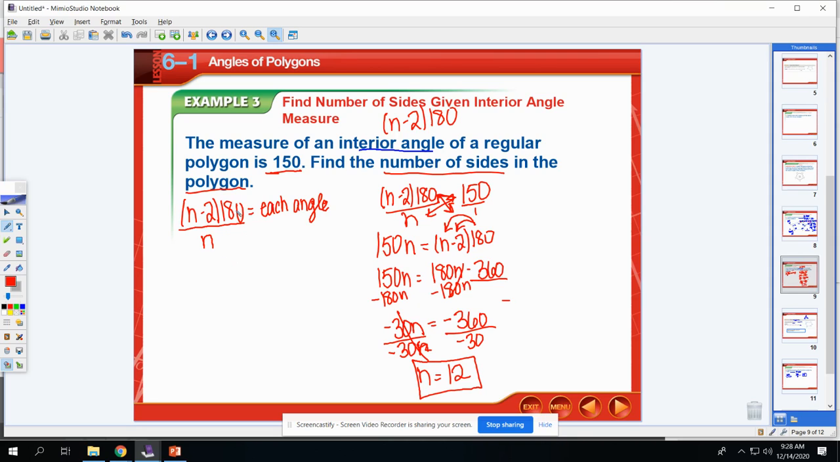So quick recap here. The formula to get each angle was n minus 2 times 180 divided by n. We knew that the angle that we were looking at here was 150 degrees. So we set up that formula n minus 2 times 180 over n is equal to 150.